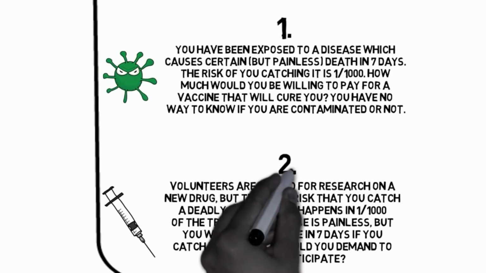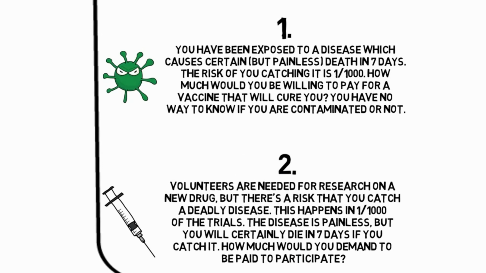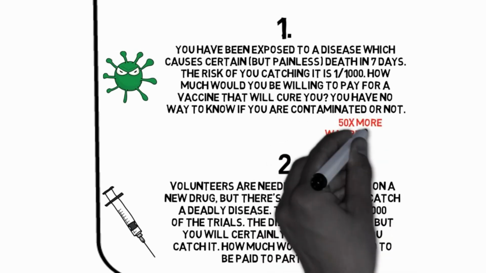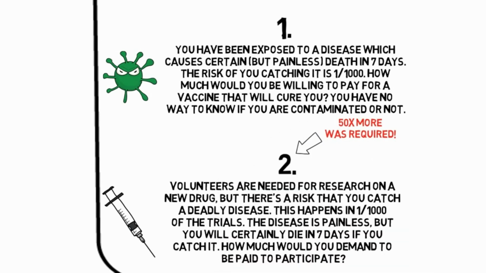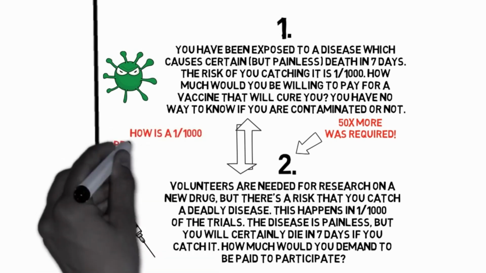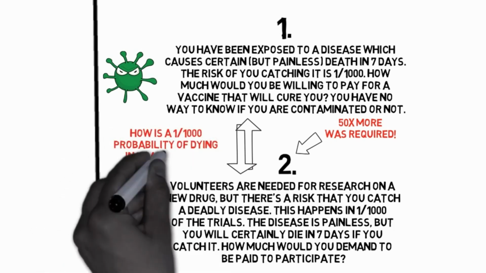Most people demand a much higher payment in the second example than they are willing to pay to cure themselves in the first. Reportedly, subjects tend to demand 50 times more for the second than the first, although, from a mathematical standpoint, they are identical. They are both answers to the question, how is a 1 in 1,000 probability of dying in 7 days priced?